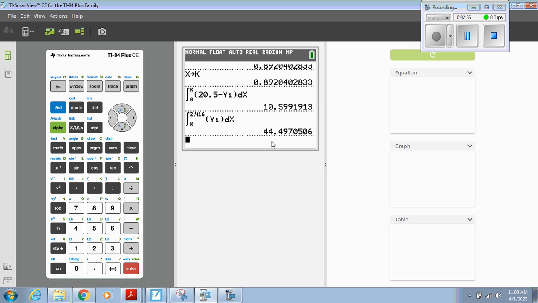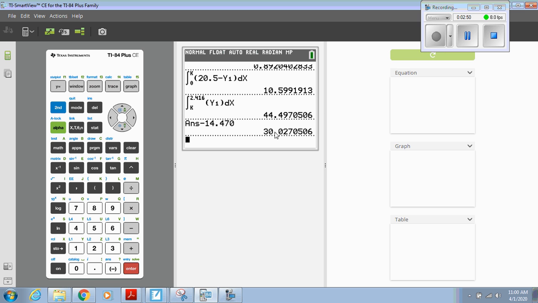And we would have subtracted B(t) to get that 14.470. So I'm going to subtract the 14.470 to get what B(t) is. And so B(t) is this 30.270506. So again, we want to keep our numbers as exact as possible.